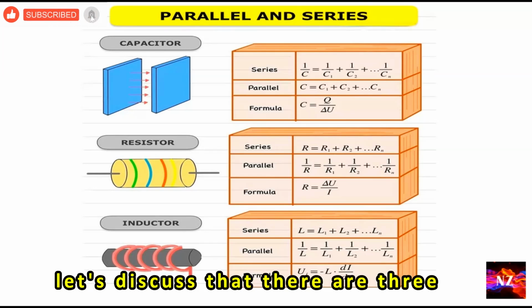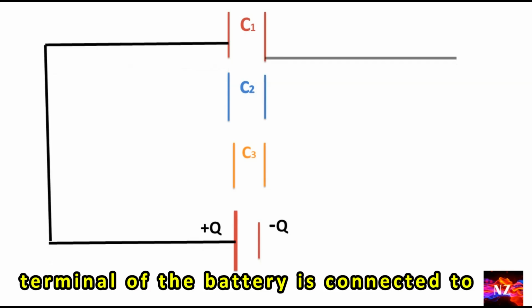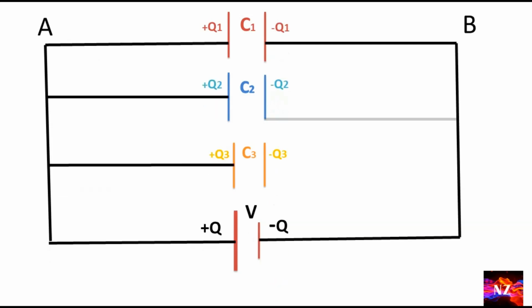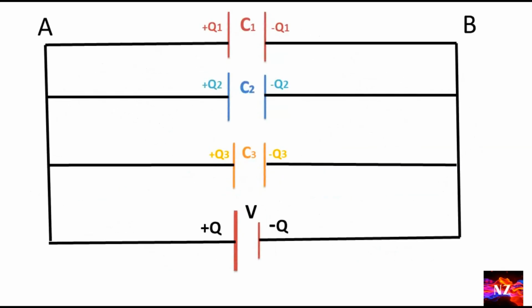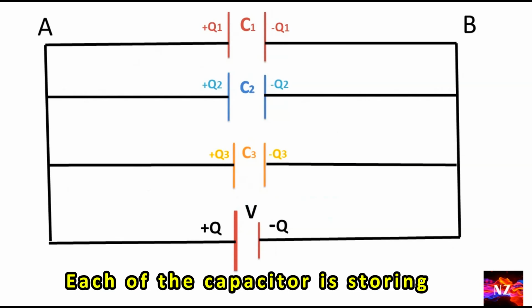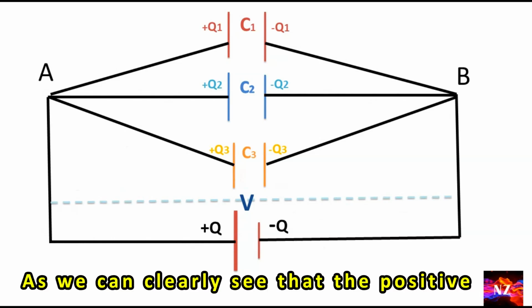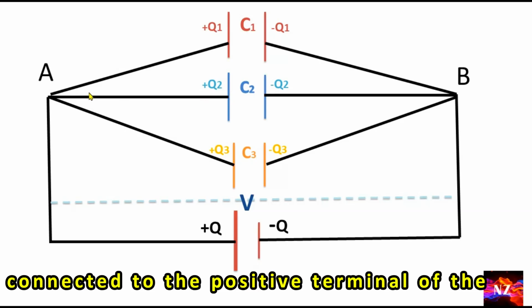So now let's discuss that there are three capacitors which are connected to each other in a parallel combination such that the positive terminal of the battery is connected to the positive plates of the capacitors, whereas the negative plates of the capacitors are connected to the negative terminal of the battery. Each of the capacitors is storing different charge according to its own capacitance. As we can clearly see, the positive plate of each of the three capacitors is connected to the positive terminal of the battery.